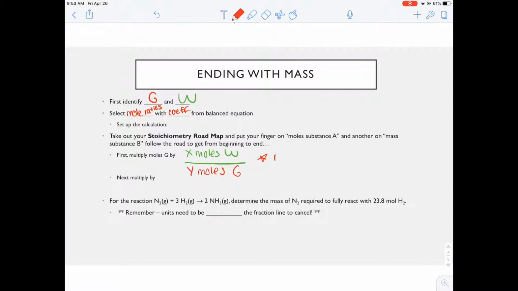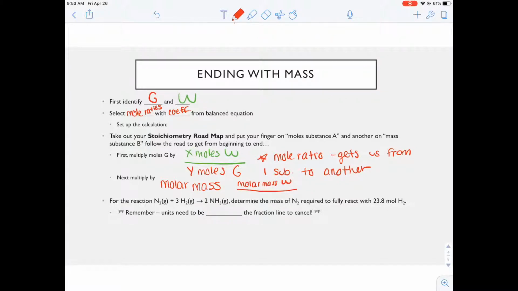And this one again, this is the mole ratio. It gets us from one substance to another. Moles is the only way to connect those 2 things. Next, you're going to multiply by the molar mass. So in this case, it's going to end up flipping, because now we've crossed to the other substance. So now we're in the wanted. Let's see how that works out.